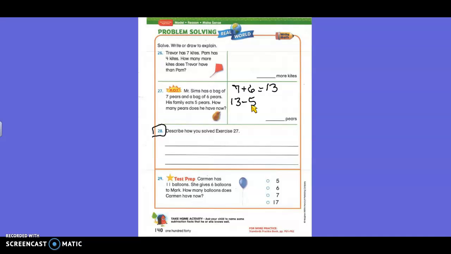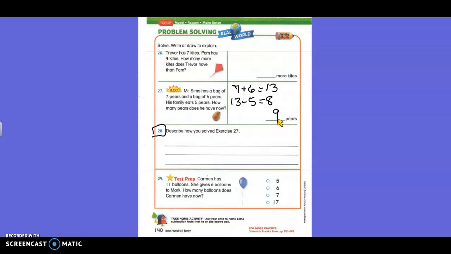Everyone? 9. No. 8. What is it? 9 or 8? 8. Everybody? 8. It's 8, not 9. It's 8. So they have 8 pears.